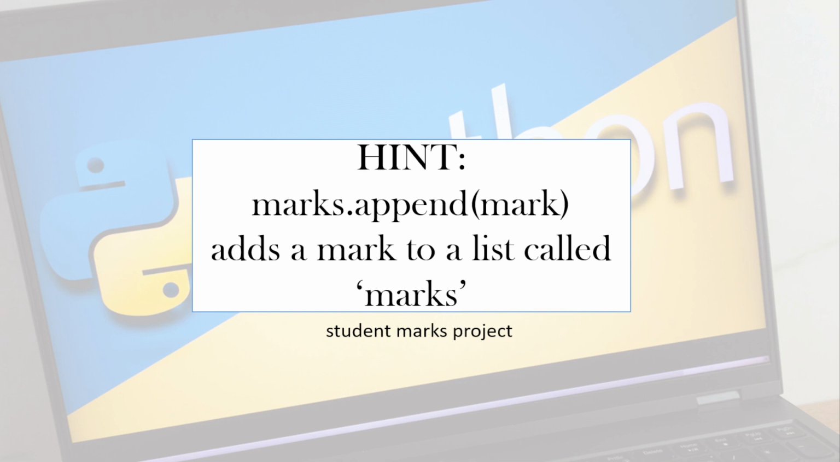Marks.append(mark) is a way that you can add the variable mark to a list called marks. Does that make sense? There's a list called marks with an S, and there's a variable called mark, which is the student mark. And to put that number inside the list called marks, we use .append.